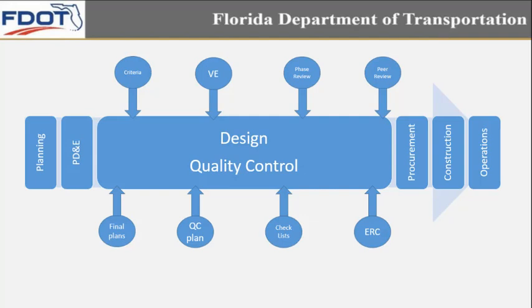We go through a lot of stages to fully deliver a project in the department: planning, PD&E, design, procurement, construction, and operations. We're going to focus today on the design side. And you kind of get an idea from that slide there. Design is a pretty major component of the whole cycle. And you can see there's quite a few elements that go into design quality control.